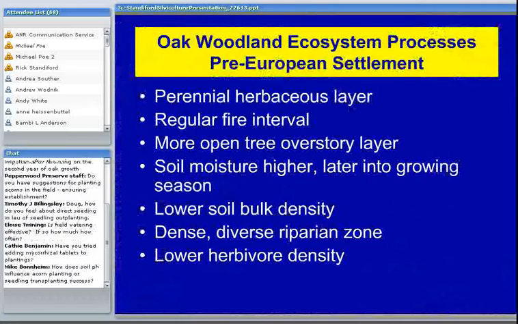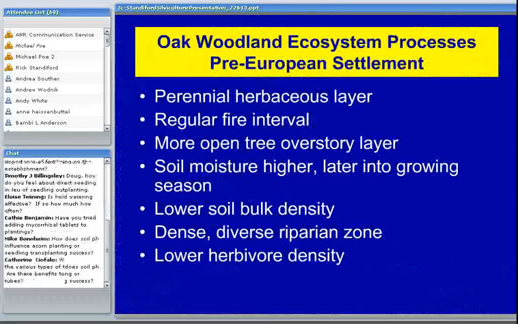So just a little bit about what oak woodland stands may have looked like prior to European settlement. Doug talked quite a bit about the effect of the herbaceous layer and the exotic annuals that came in when the Spaniards settled California. But we think probably a more perennial herbaceous layer, more regular fire interval. Doug will say quite a bit more about that during the second talk he has.